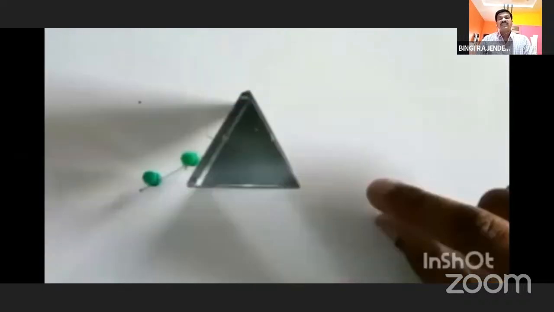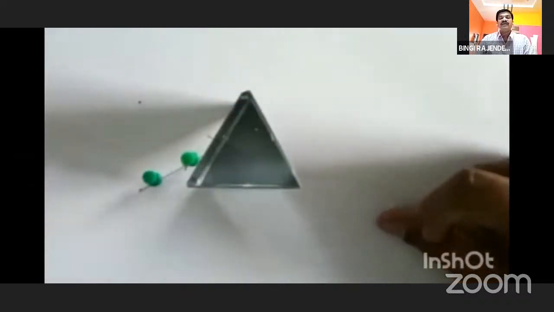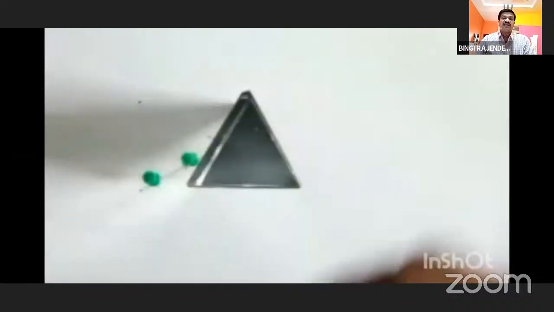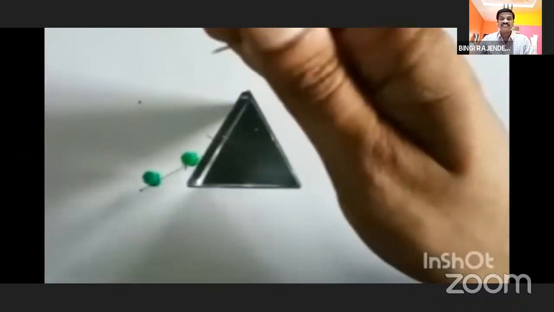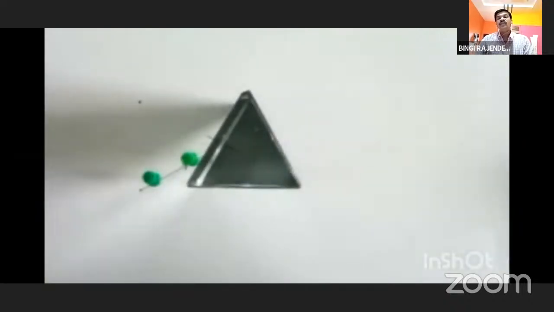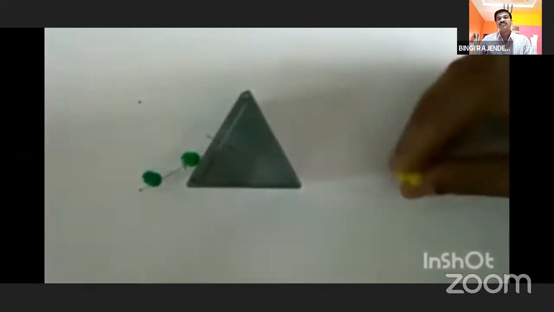From this prism, we consider the incident ray at an angle of 30 degrees, and put two green pins, that is the incident ray. We observe the image of these two pins or incident ray. We will put the yellow pins on the outside.